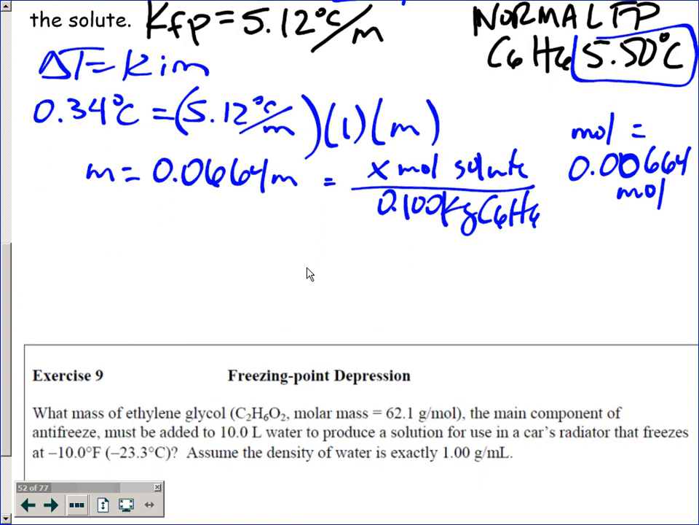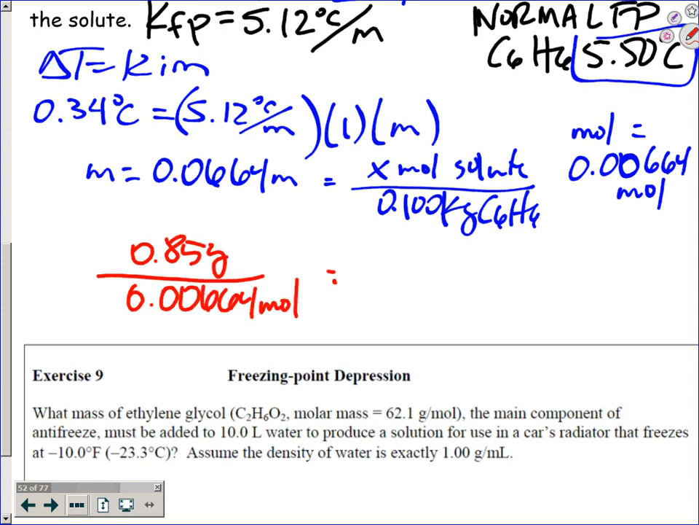And then getting down to molar mass, you do what over what? 0.85 grams over 0.00664 moles, and you guys get what? 128 grams per mole. Woo!